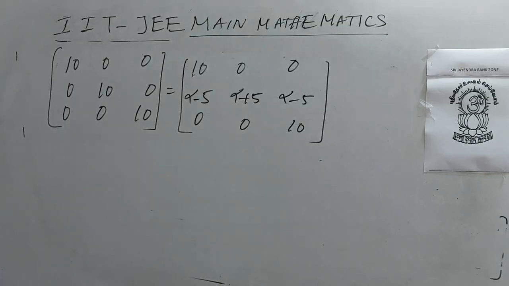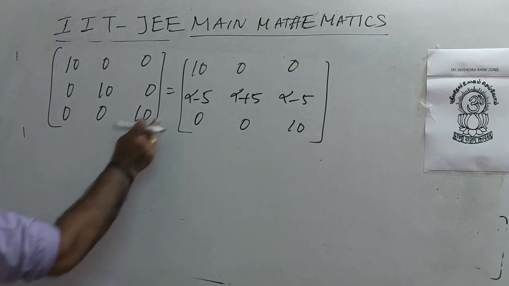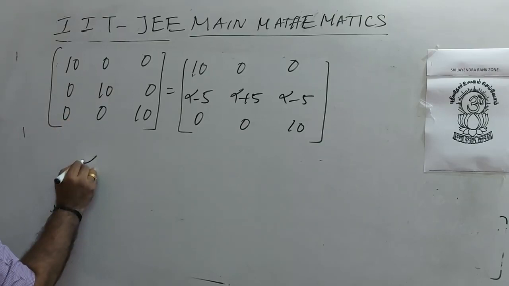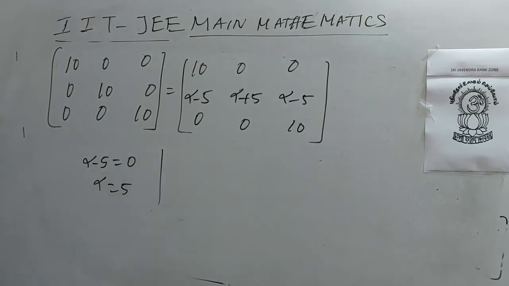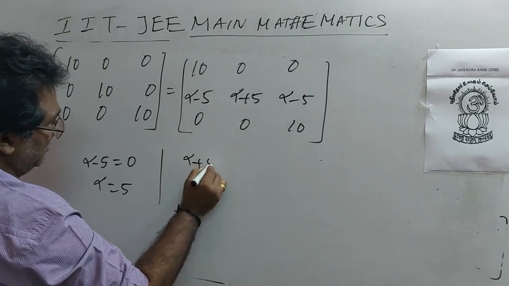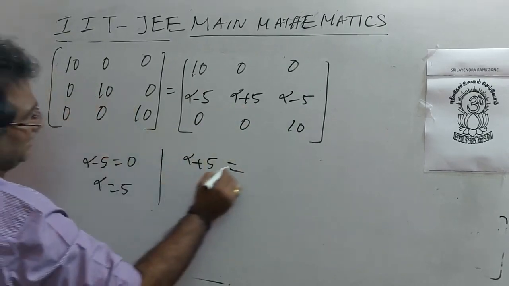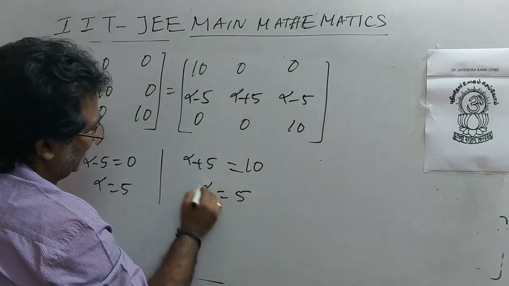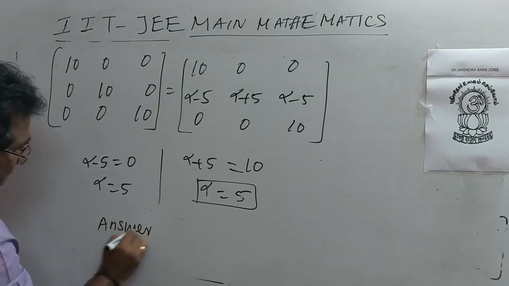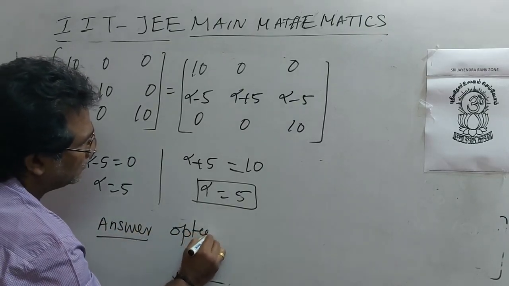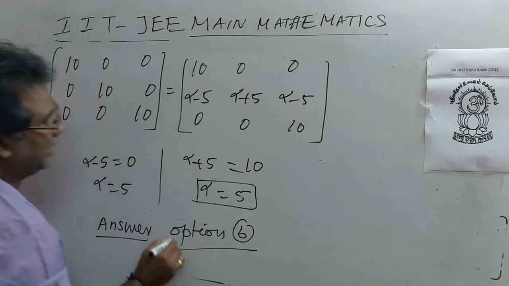So since the matrices are equal, the corresponding elements are equal. So alpha minus 5 equal to 0. Alpha equal to 5. Suppose if you take this element alpha plus 5, the corresponding value is 10. Alpha equal to 5. Answer option B.